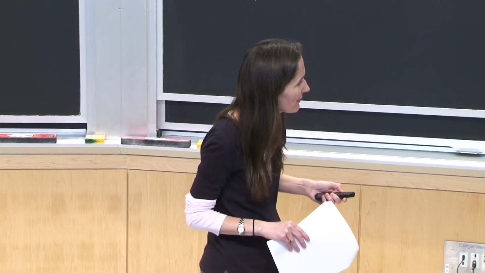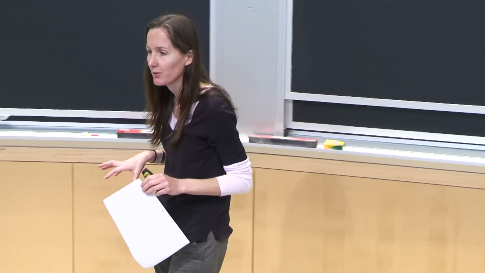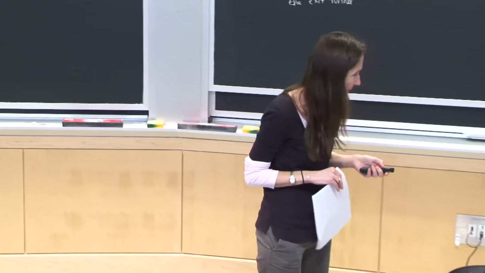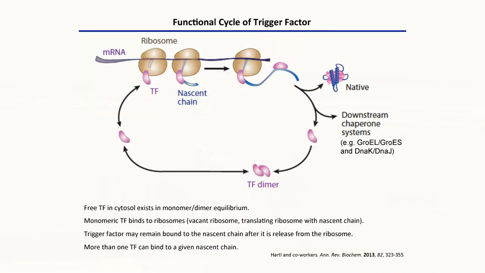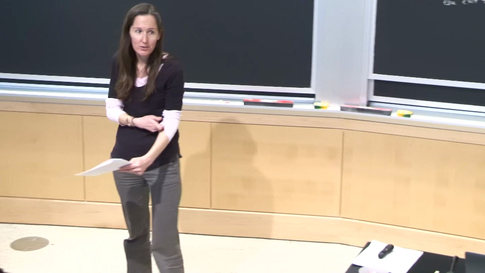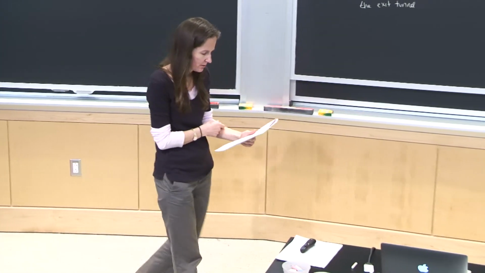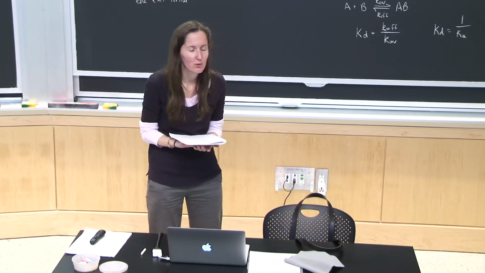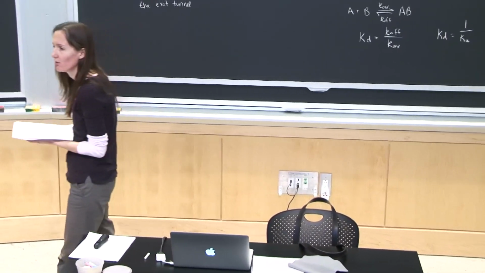So there is some evidence of formation of a trigger factor dimer when it is not with the ribosome. We don't need to worry about that detail too much for our thinking about what's happening here, because this is a one-to-one stoichiometry. So how is trigger factor influencing the folding process? Right, if we think about foldase, unfoldase, and holdase.